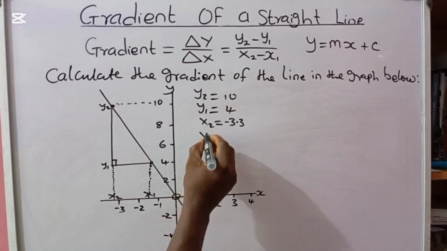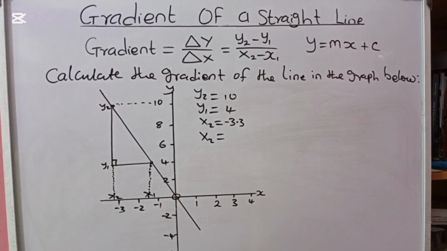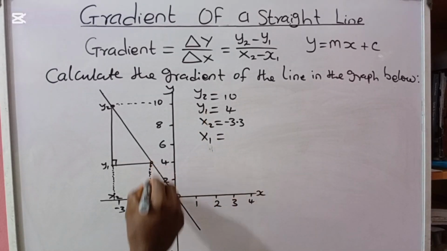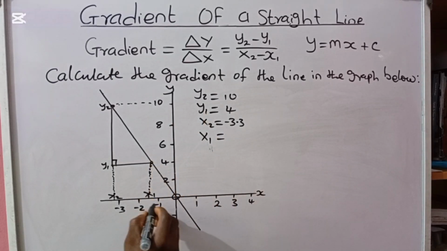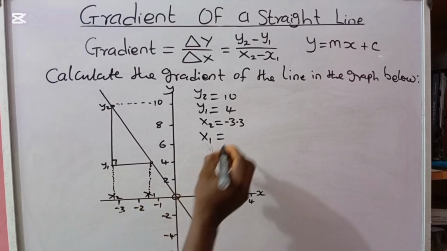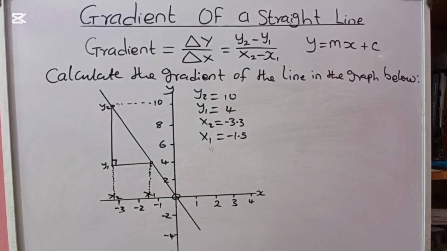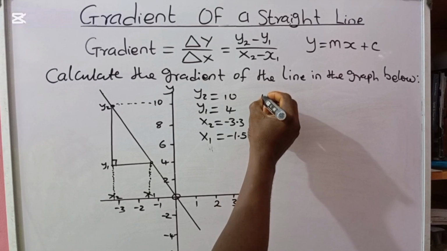So x1, rather, we've done x2 already. X1, that is the value here. That will give us minus 1.5. So these are the values that we have. Then to find the gradient will now be easier for us.